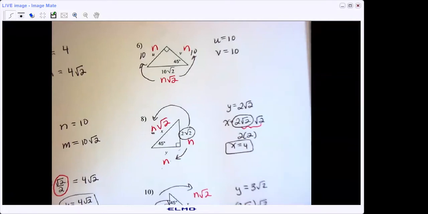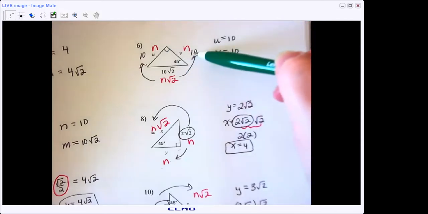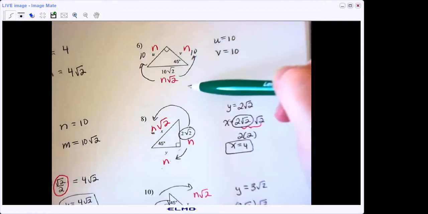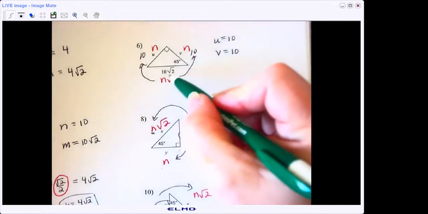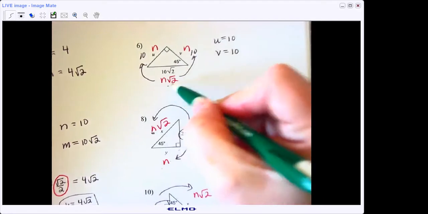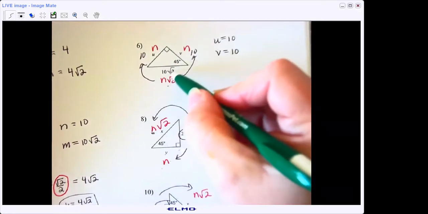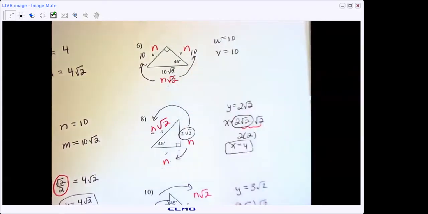Questions on that one? Some students do, honestly, get a little confused. It's like, well, when do you know to take off the 10 and use it as an answer or multiply it by root 2? That's where our labeling comes in. If I know that 10 root 2 is equal to n root 2, then I can just take off the root 2's and there's my n. Okay.